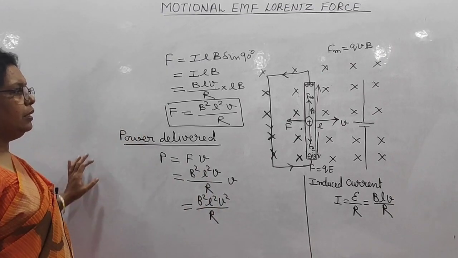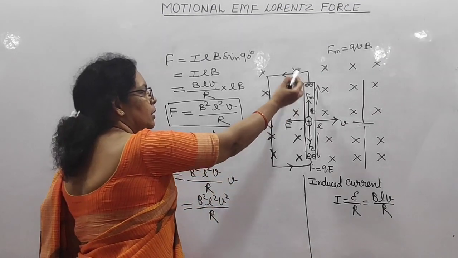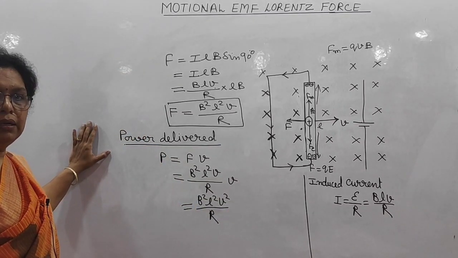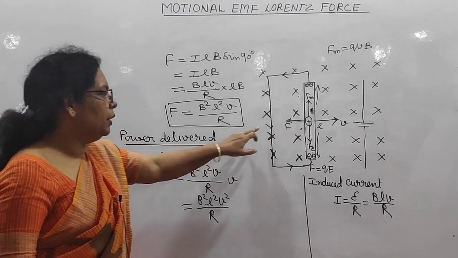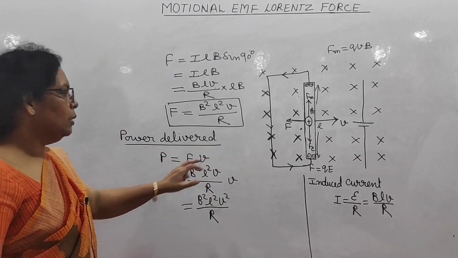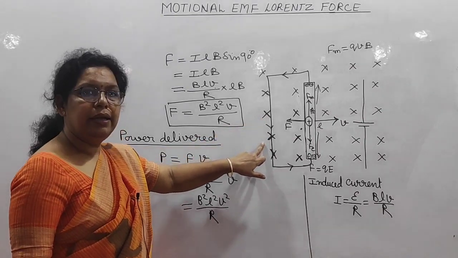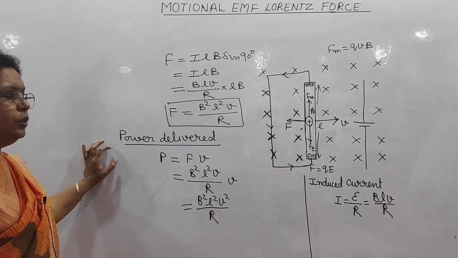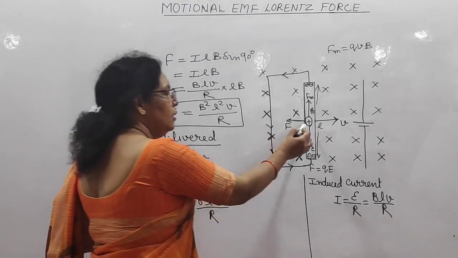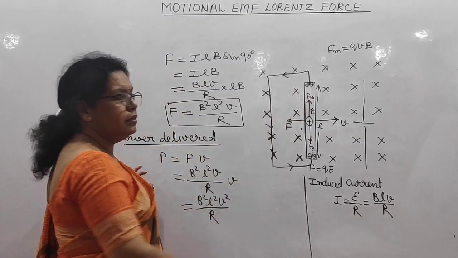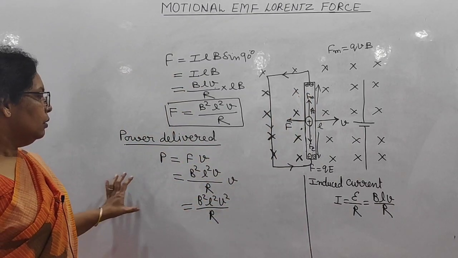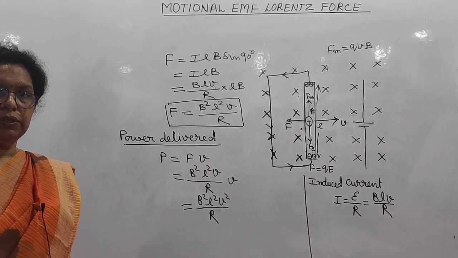This is the power delivered. If we use a resistance in this circuit, or an electrical appliance, suppose a bulb, then this electrical energy appears as heat and light through that appliance. So we can say that mechanical energy is converted into electrical energy, and electrical energy is converted into heat or light. Thank you.